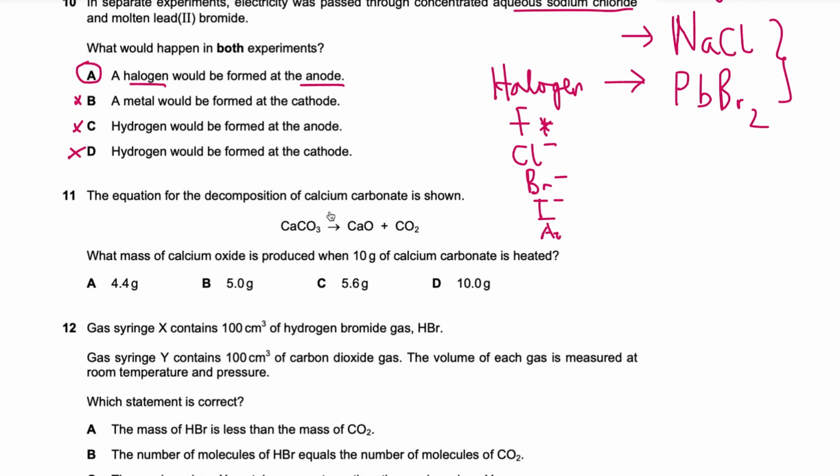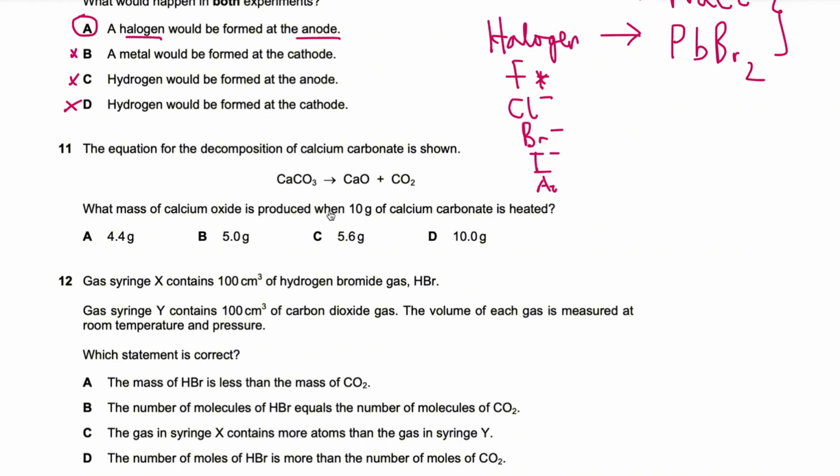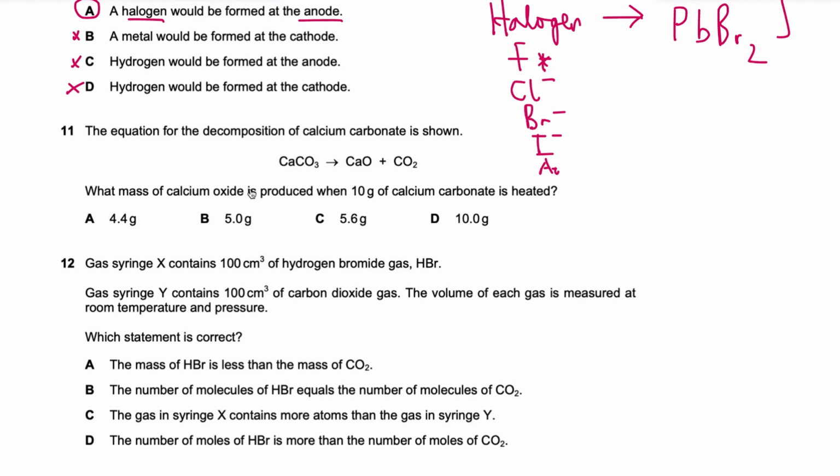Now we go to question number 11. Question 11 says the equation for the decomposition of calcium carbonate is shown. Calcium carbonate produces calcium oxide and carbon dioxide. This is thermal decomposition. You heat this limestone, you break it down to quicklime and carbon dioxide.